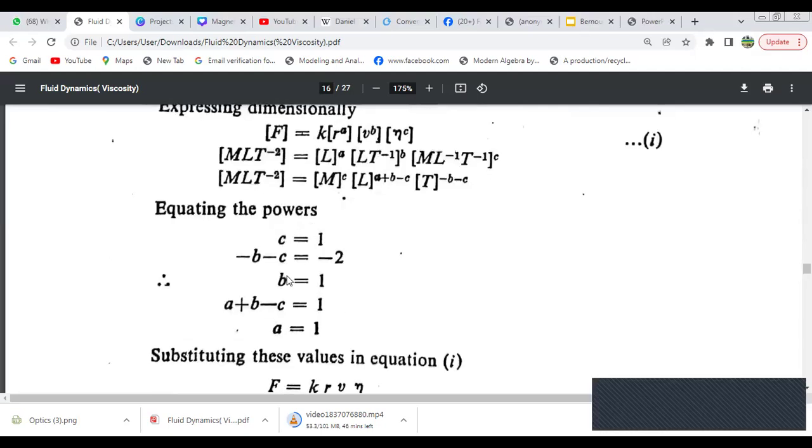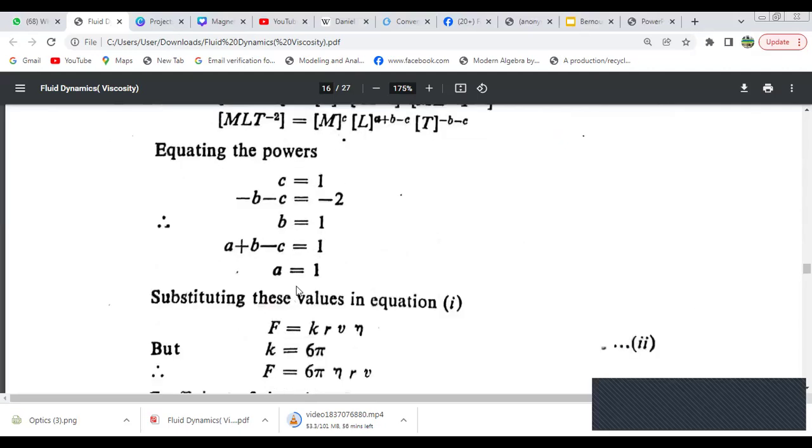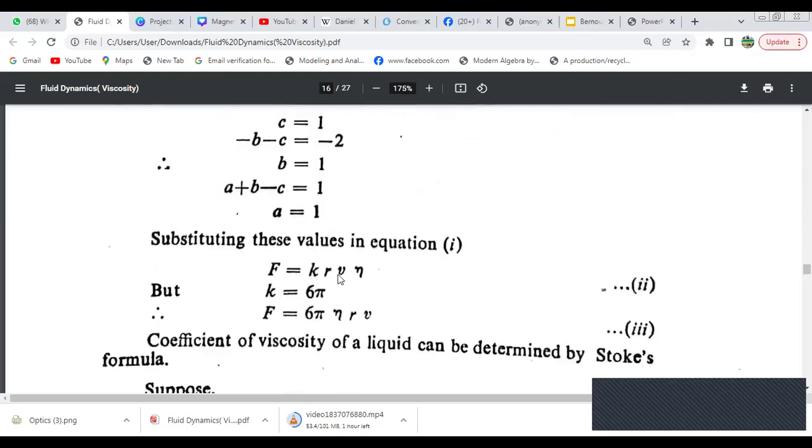So equating the powers, we get a equals 1, b equals 1, c equals 1. Substituting these values, F equals K r eta v. But according to Stokes, K equals 6 pi, a constant. So F will be 6 pi eta r v.